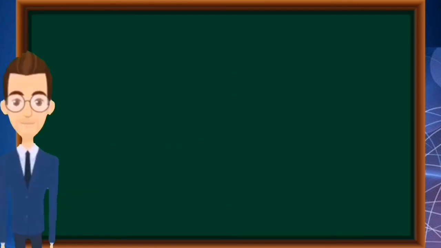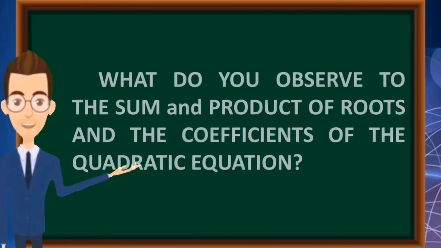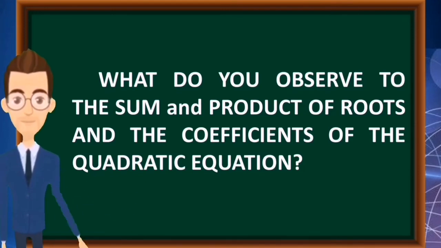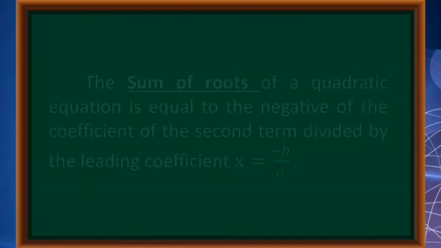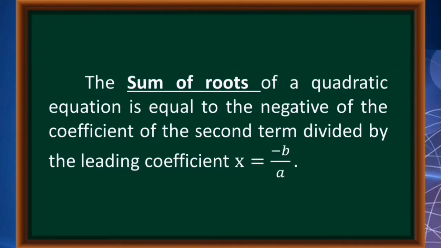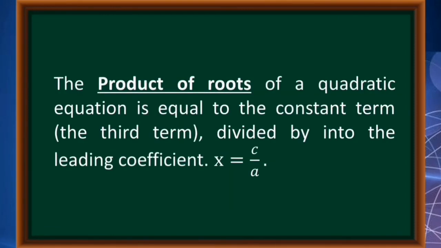And now, let's go back to the question, what do you observe about the sum and the product of roots and the coefficients of the quadratic equation? Very good. The sum of roots of a quadratic equation is equal to the negative of the coefficient of the second term divided by the leading coefficient. And the product of roots is equal to the constant term, or the third term, divided by the leading coefficient.